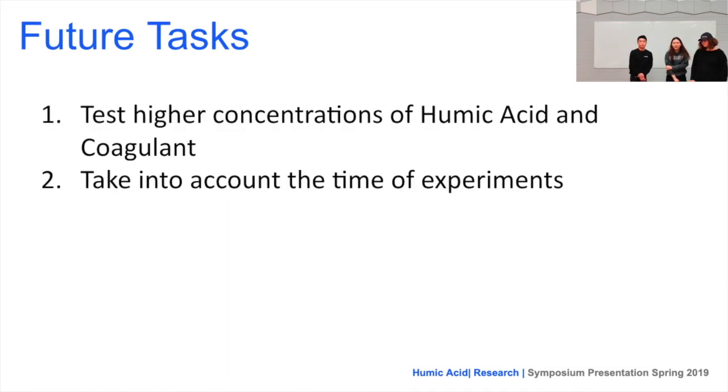And so future work is pretty clear. We definitely need to test higher concentrations of humic acid and coagulant. Also, we need to take into account the time of experiments. We need to define exactly what the steady state means, and then stick to that, and then define how much time we're going to take for each experiment, and also stick to that, so we can have more standardized experiments.